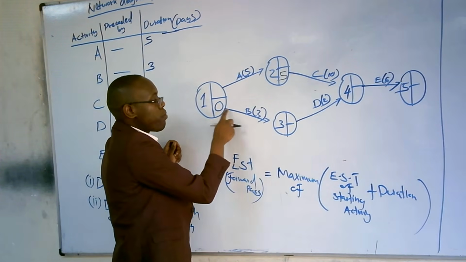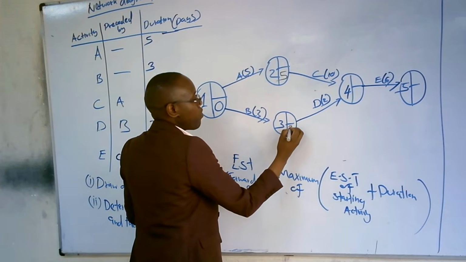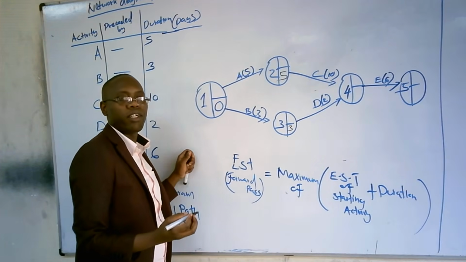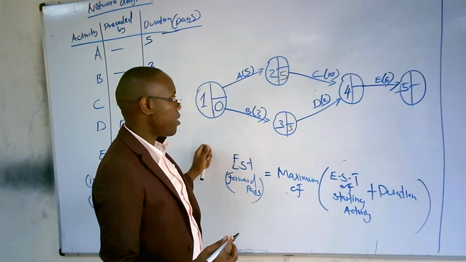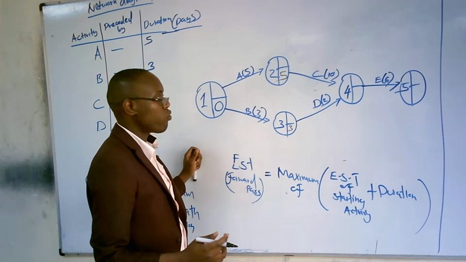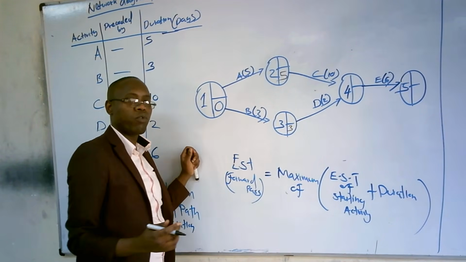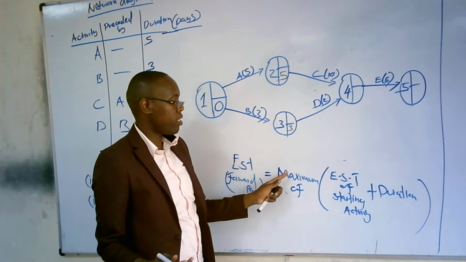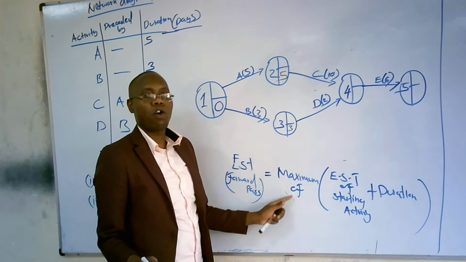So which is 0 plus 3, which is going to give you 3 there. And then the other thing is we move to node number 4. So for us to move to node number 4, that's where now we are going to use this wording that is here, the maximum of.